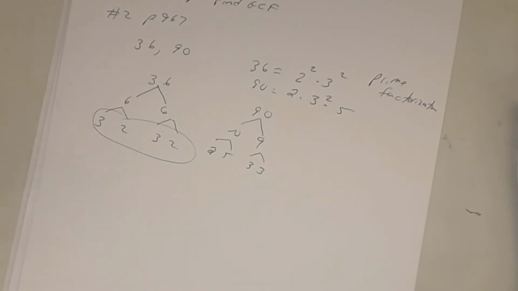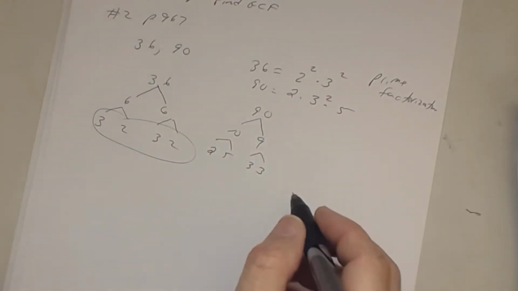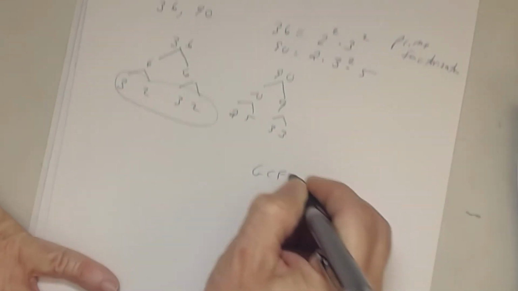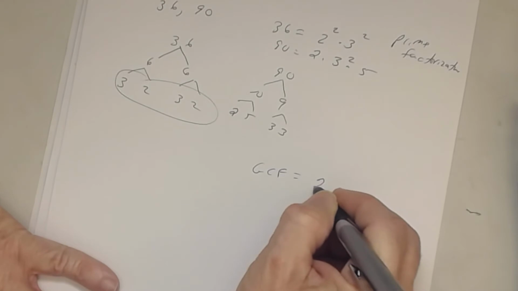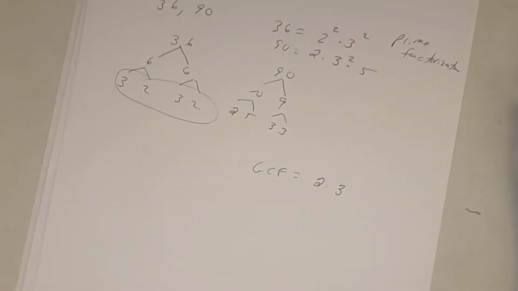Notice the letter C in there means common. So far I know my GCF will have to have a factor of 2, and it will have to have a factor of 3. Will it have to have a factor of 5? No, because 5 is not common to both. It's only common to one of them.